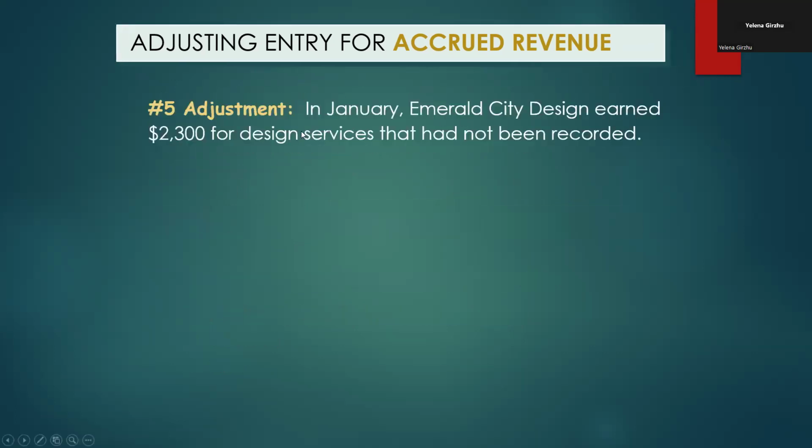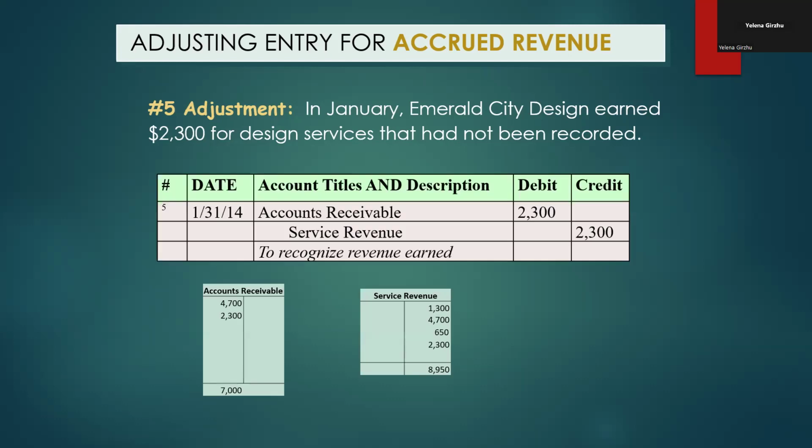So Emerald City earned, and this is the language you'll see, $2,300 for design services that had not been recorded. So you'll see that in your textbook, not recorded, not billed. In other words, you did the service, you need to write the journal entry. So here's the journal entry. You learned how to do this in chapter 3: debit accounts receivable, credit service revenue. And that increases your overall revenues. So with these adjusting journal entries, often revenue is going up. And of course, accounts receivable goes up.